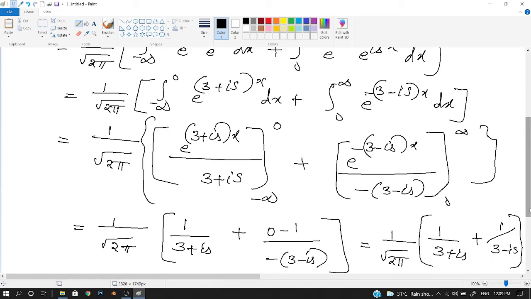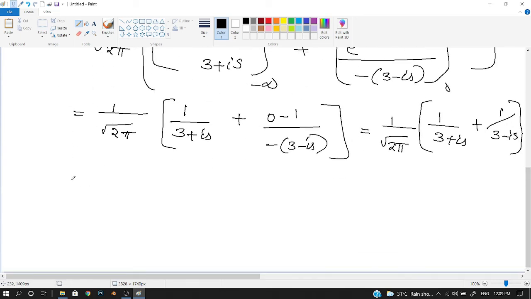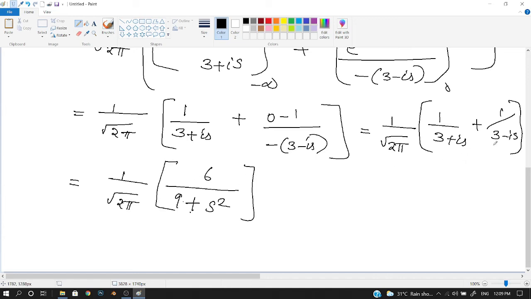Okay, now you can take the LCM, so that is equal to 1 by root 2 pi. Here a plus b into a minus b, so a square minus b square, so here i square s square, then i square is minus 1, so here we have plus s square, 9 plus s square, then in the numerator you have 3 plus is plus 3 minus is, that is 6 only. Okay, that is our answer, this is our F of s.